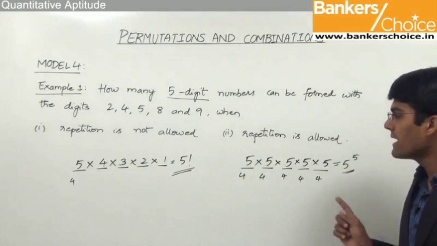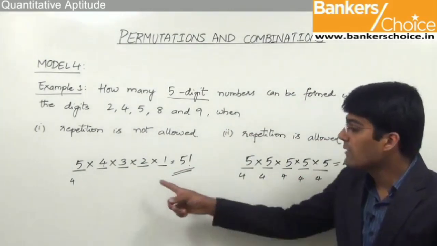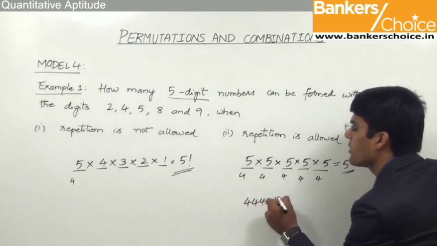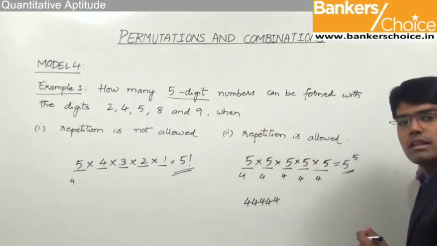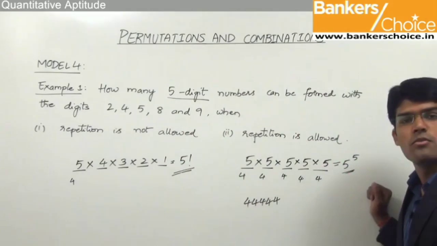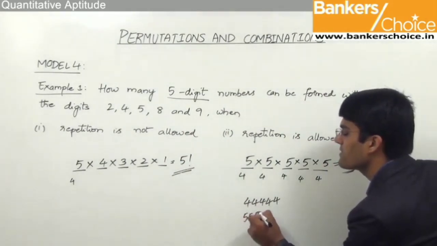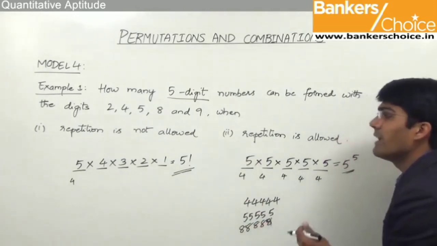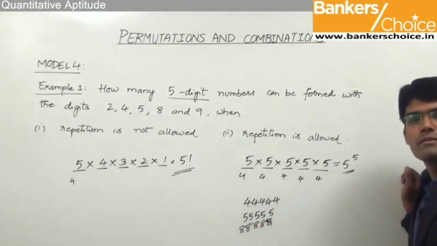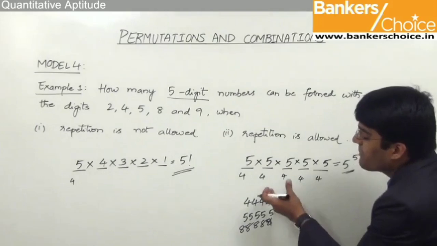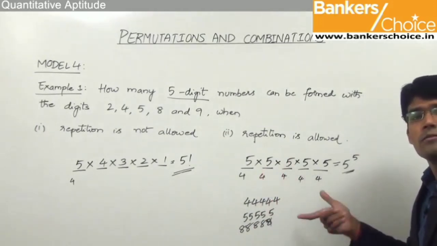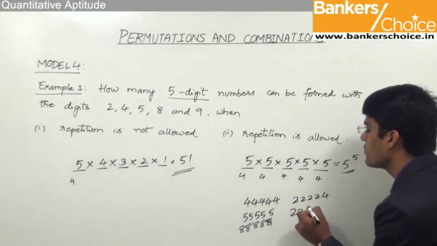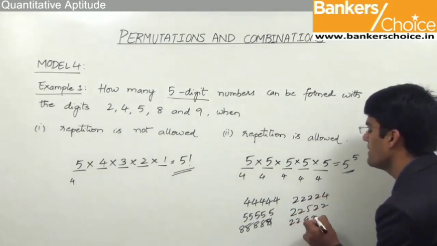Let's take an example and understand what can happen in this case and what cannot happen there. For example, here we can have a number called 44,444. 4 is there in the given digits, so we can form a number only using 4s. Likewise, we can have a number 55,555 or 88,888. Similarly, 99,999 or 22,222. Or it is not compulsory that all the 5 digits have to be repeated. Only 4 may repeat. For example, the number can be 22224 or it can be 22522 or 22922.